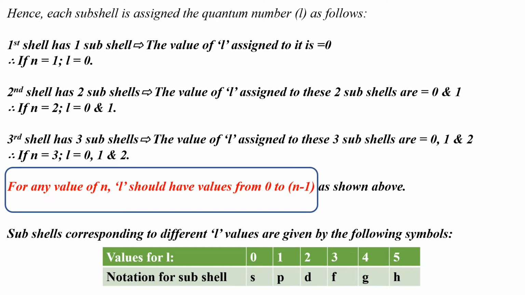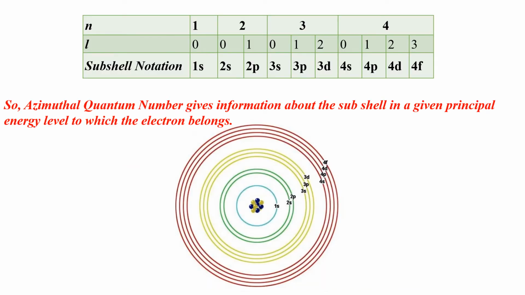To sum it up, the azimuthal quantum number tells us the number of subshells present in a shell. Look at the tabulation. n stands for principal quantum number, which indicates the shell. L is the azimuthal quantum number. It indicates the subshell. I have also written the subshell notation corresponding to each value of L.